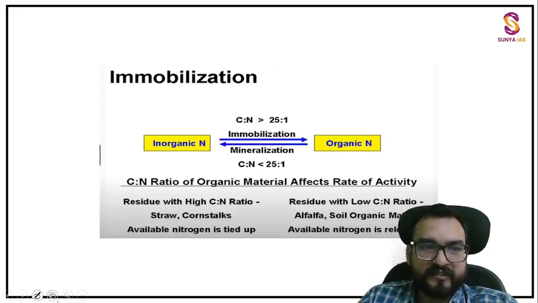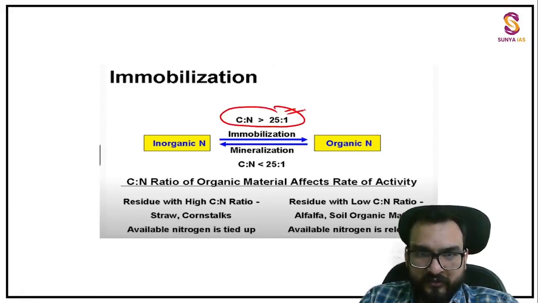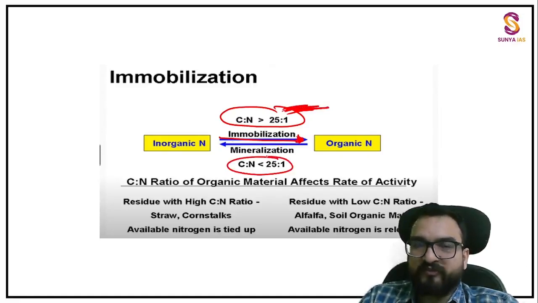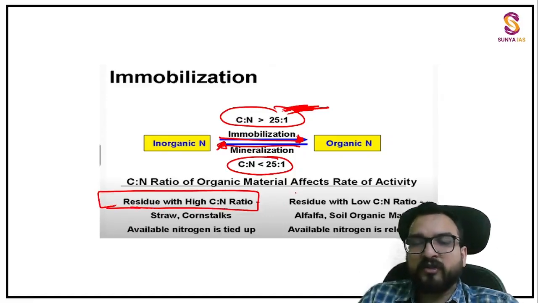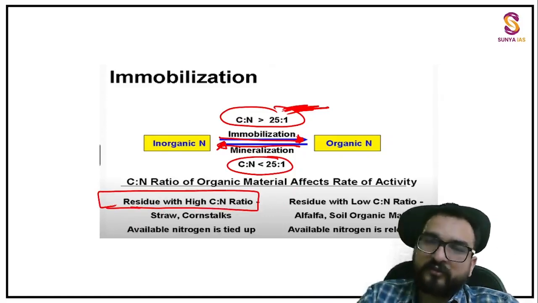So over here you see, guys, if the C:N ratio is greater than 25:1, immobilization is bound to happen. Why it will be happening, I have explained to you. If the C:N ratio is less than 25:1, then mineralization will be happening because the demand of nitrogen will not increase suddenly. So residue with a high C:N ratio will have immobilization happening, and with a low C:N ratio, the nitrogen will remain there, right?